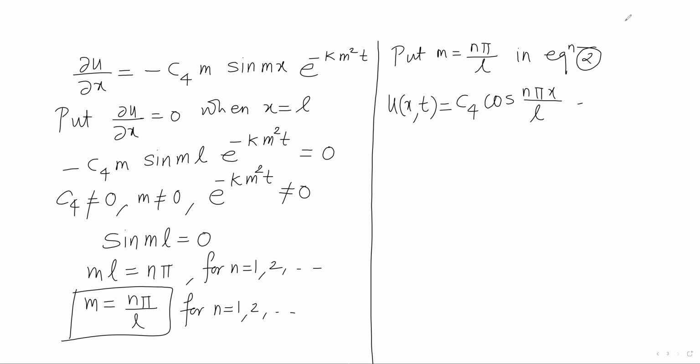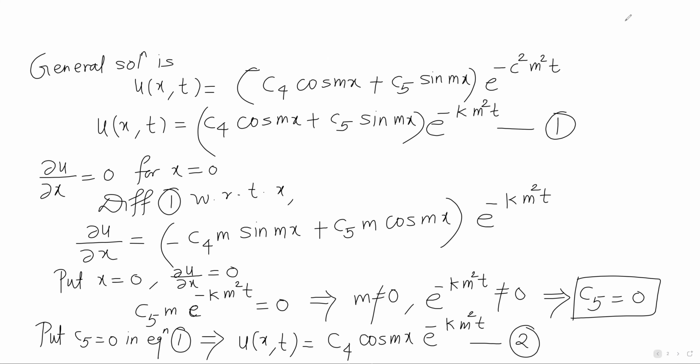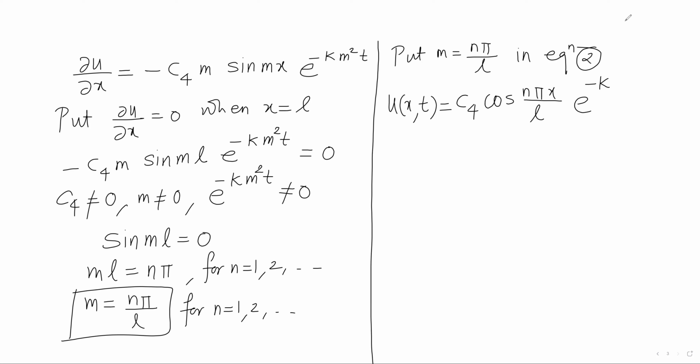E raised to minus k n square t. In place of m, we are putting n pi by L, so it will be minus k n square pi square upon L square times t. So this is the solution for n equal to 1, 2, 3, 4 and so on. Let me write the general solution from this. The general solution is the summation of all these.